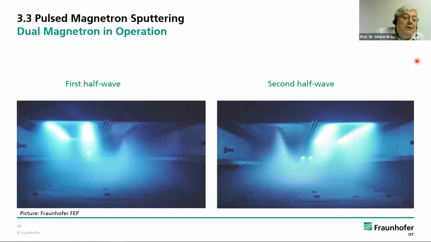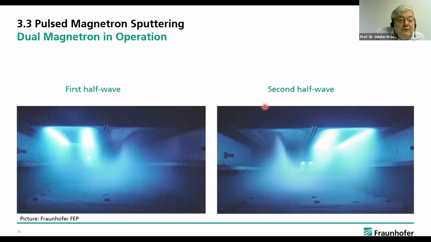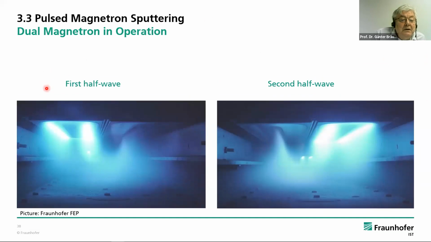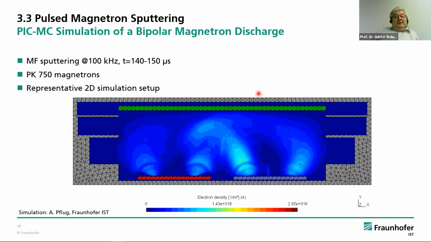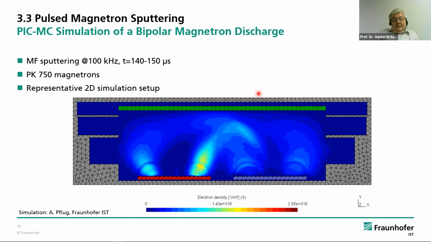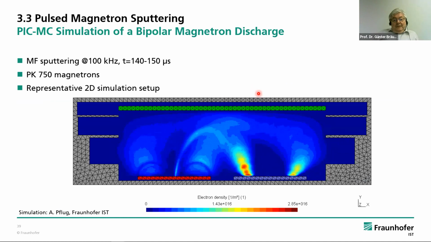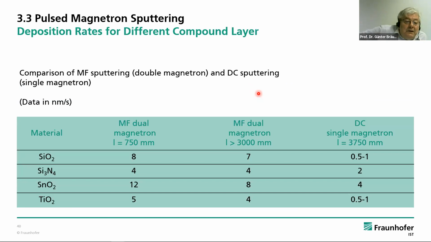Yeah, here you see now, this is a picture of Fraunhofer FEP, how it works. In the first half wave, we have the sputter cathode on the left, and you see how the glow is moving to the anode. And then we switch in the second half wave, and it's vice versa. And our group around Andreas Flug has simulated this. And you see here the simulation. Yeah, that was a very important development, I must say.